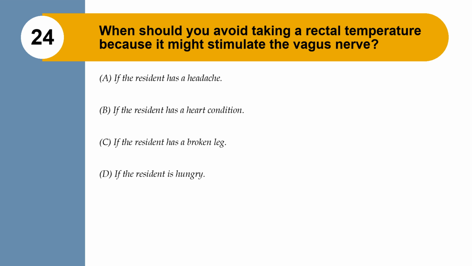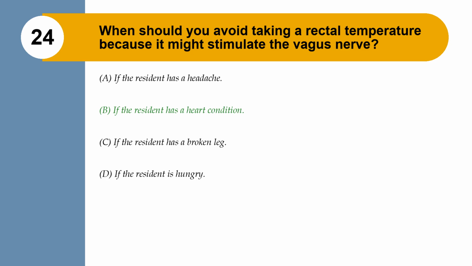Question 24. When should you avoid taking a rectal temperature because it might stimulate the vagus nerve? Option A, if the resident has a headache. Option B, if the resident has a heart condition. Option C, if the resident has a broken leg. Option D, if the resident is hungry.